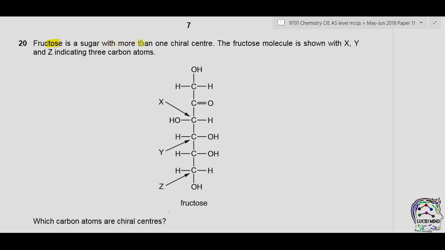Fructose is a sugar with more than one chiral center. The fructose molecule is shown with X, Y and Z, indicating 3 carbon atoms. This is X, this is Y and this is Z. Which carbon atoms are chiral centers? Now we know that carbon is chiral if it is attached to 4 different elements or groups directly.